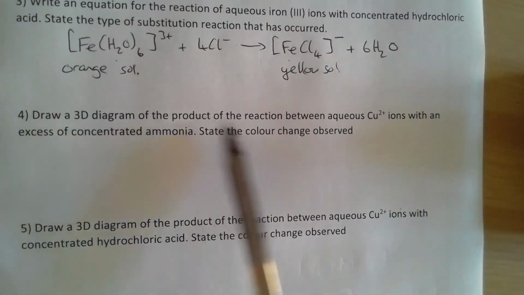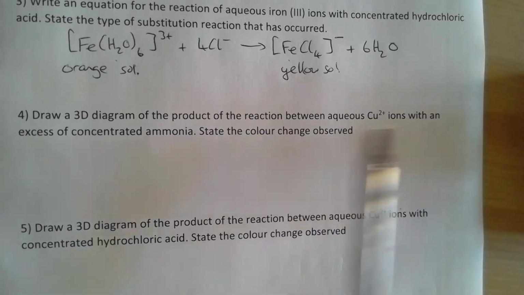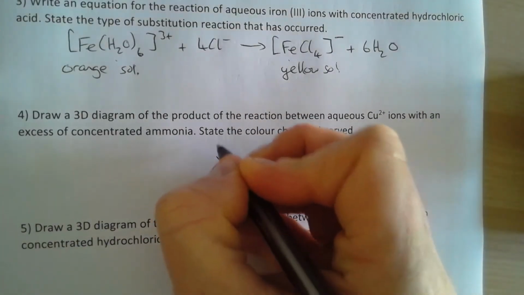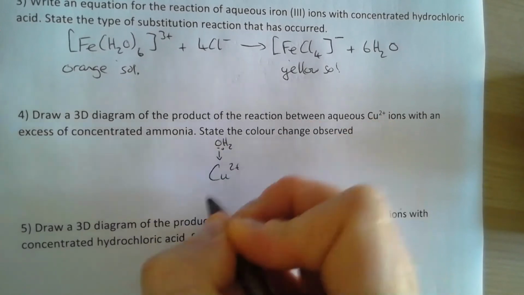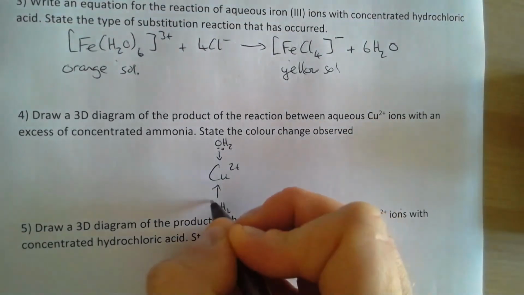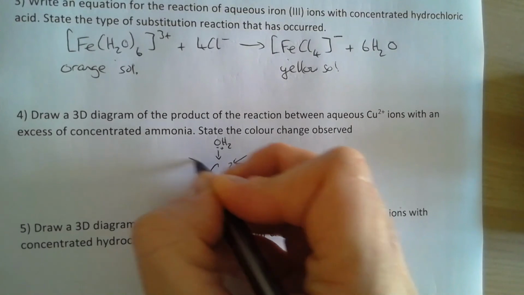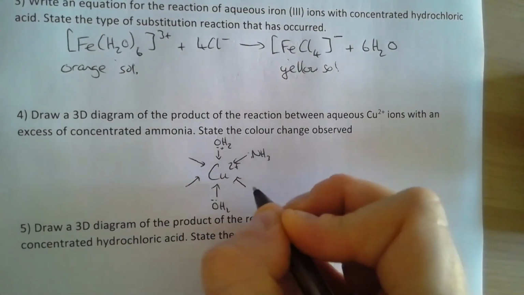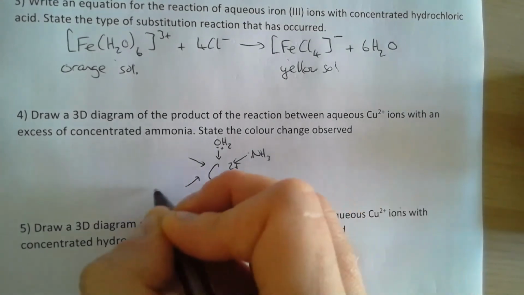Reaction of aqueous Cu2+ ions with an excess of concentrated ammonia. So the product is going to be this unusual product where we've got 2 water ligands because the substitution is incomplete, and then 4 ammonia ligands.